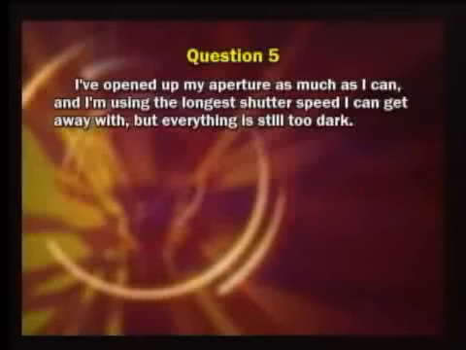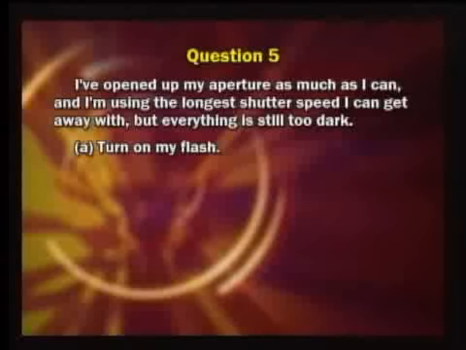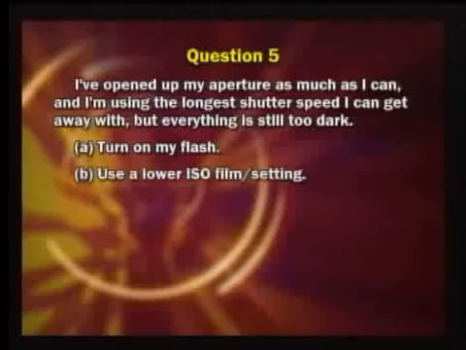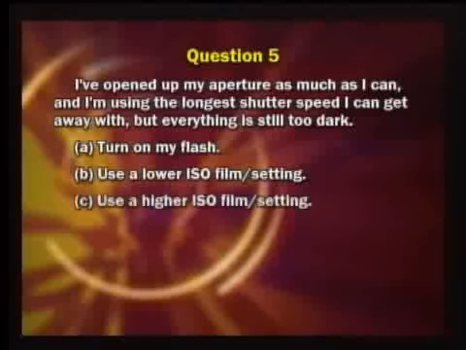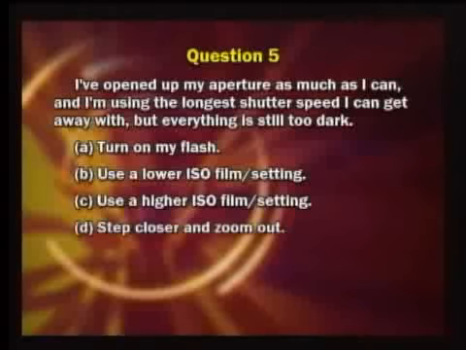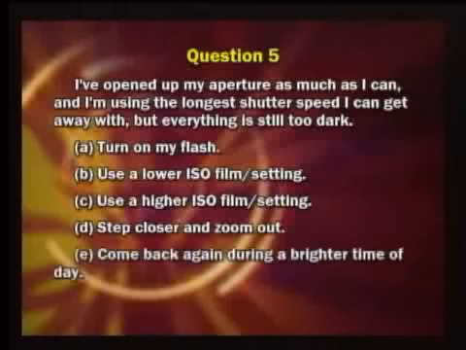Okay. All right, quiz question number 5. And there's 6 questions. All right. I've opened my aperture as much as I can, and I'm using the longest shutter speed I can get away with, but everything is still too dark. What can I do? A, turn on my flash. Got a lot of flash answers here, don't we? B, use a lower ISO film setting. Answer C, use a higher ISO film or setting. Answer D, step closer and zoom out. And answer E, come back again during a brighter time of day.